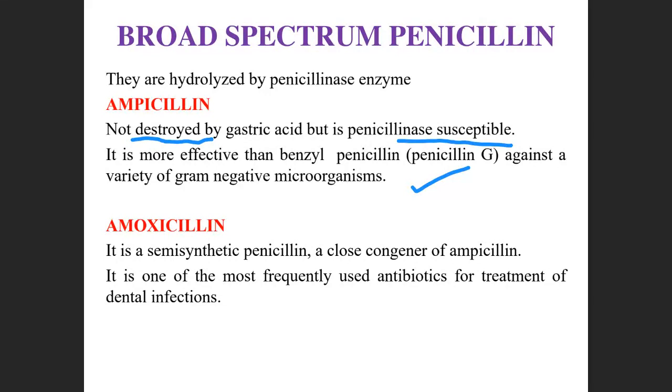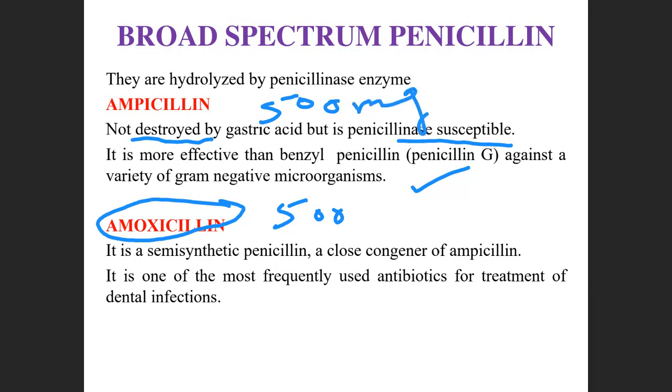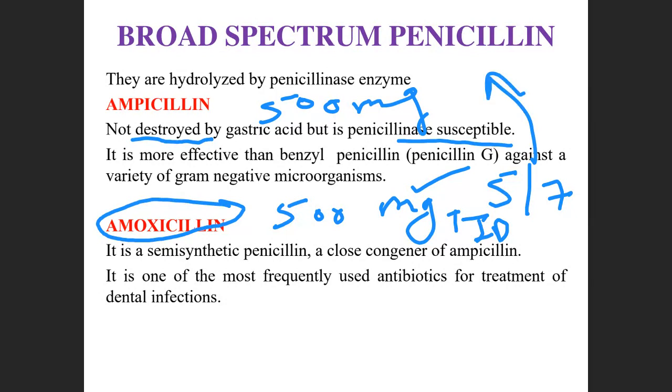The next drug is amoxicillin, which we give more commonly. It is available in 500 milligram, and this is also 500 milligram. The drugs can be given 3 times a day, TID for both, for 5 to 7 days.